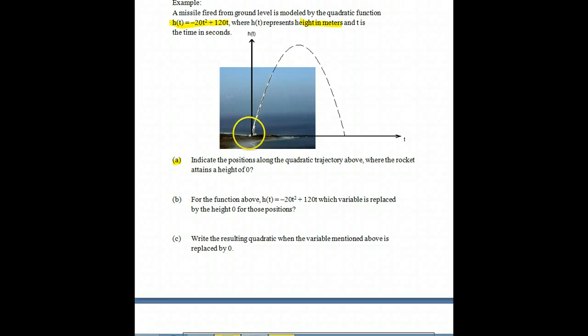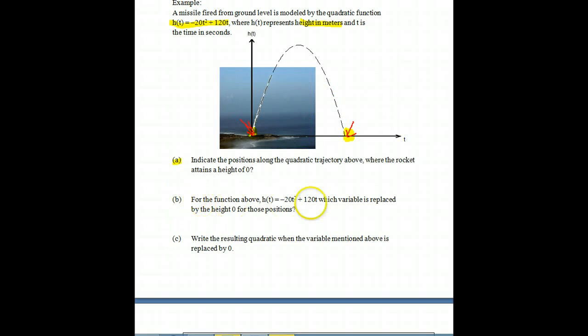Well, the rocket would have a height of 0 at the beginning and here. So those are the positions that we're asked to find. So here, or right there, the height is 0 just when it begins, and the rocket has a height of 0 when it hits the water.